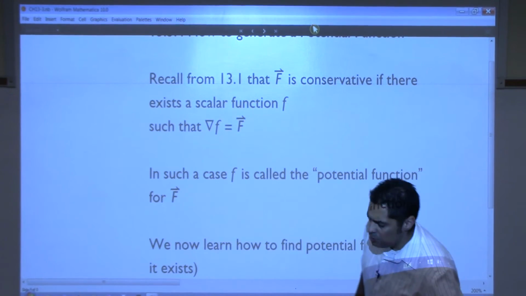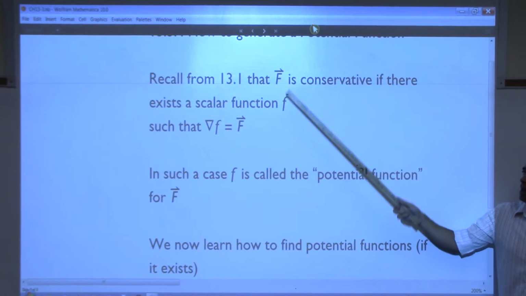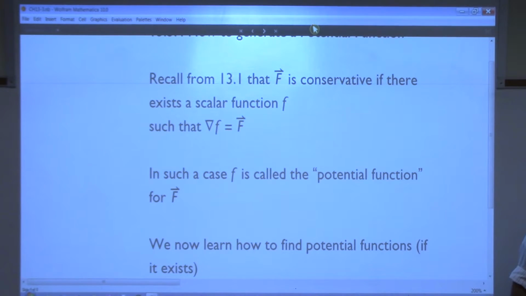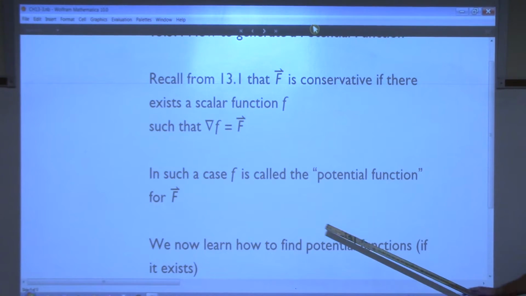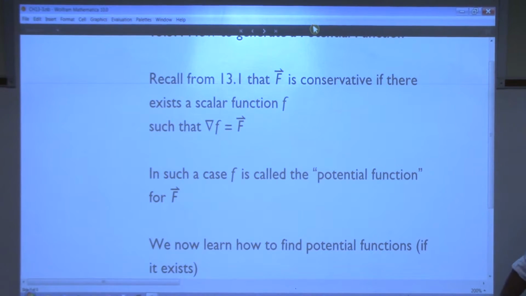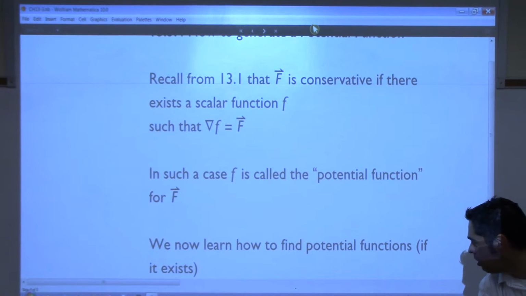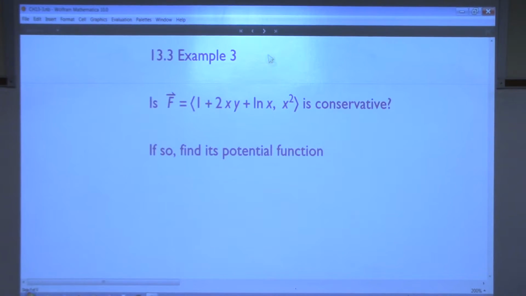If you know that capital F is conservative, then we want to find the little f that creates that vector field, right? And that little f is called the potential function. That's what we call it. And now we actually go through the process of how you find potential functions. And we use what's called partial integration. Not partial differentiation, but partial integration. So let's do it.